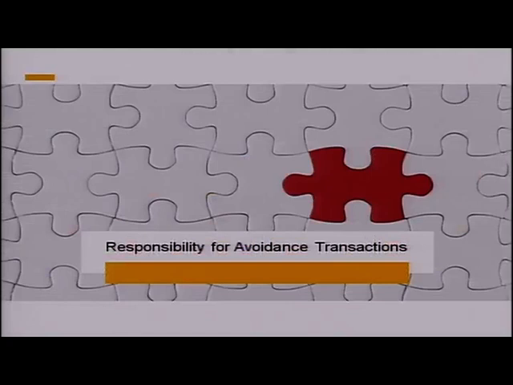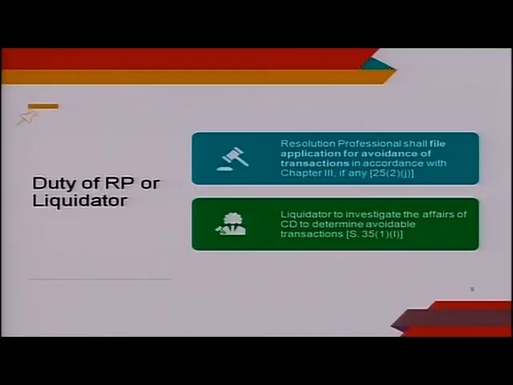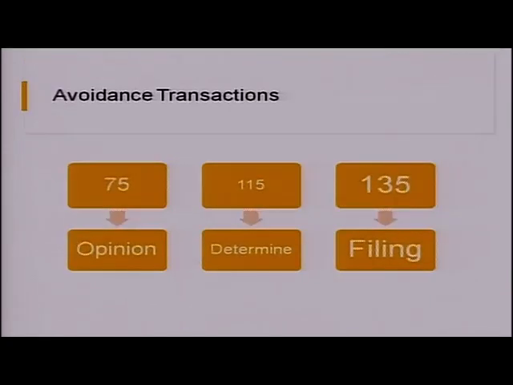So now, first of all, let us understand who is responsible for these avoidance transactions. The duty of the RP or the liquidator: if we look at preferential transaction Section 43 or Section 45, it clearly says that the application is to be made either by the RP or by the liquidator. So the resolution professional has to file an application for avoidance of transactions in accordance with Section 25(2), and the liquidator is also responsible under Section 35(3) to investigate the affairs of the corporate debtor to determine avoidance transactions.